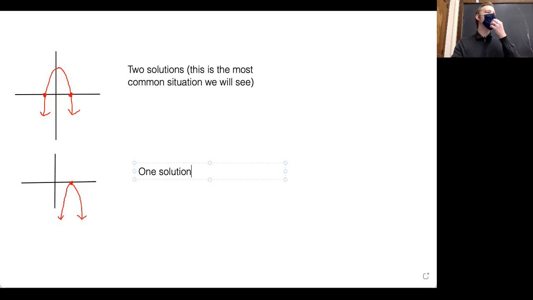So there's only one solution in this case. So there would only be one point that we would be looking for. There would only be one number that we would need as our answer. And the point on the x-axis is the vertex.